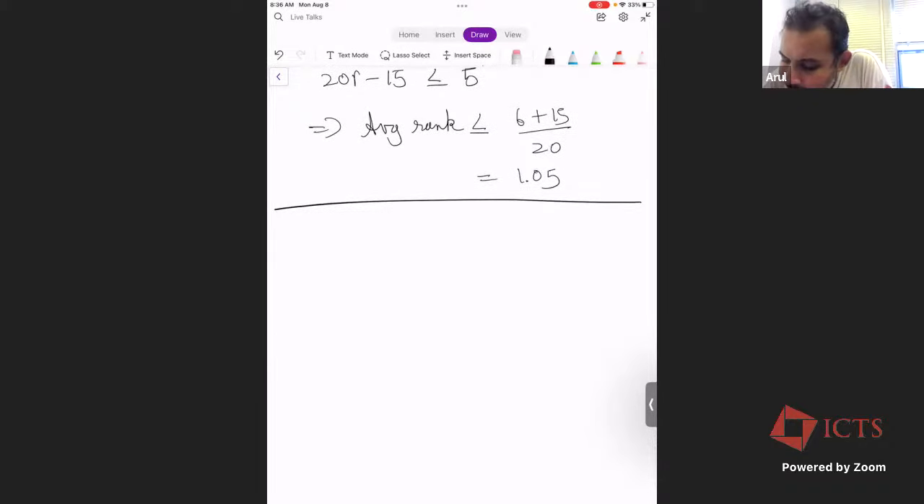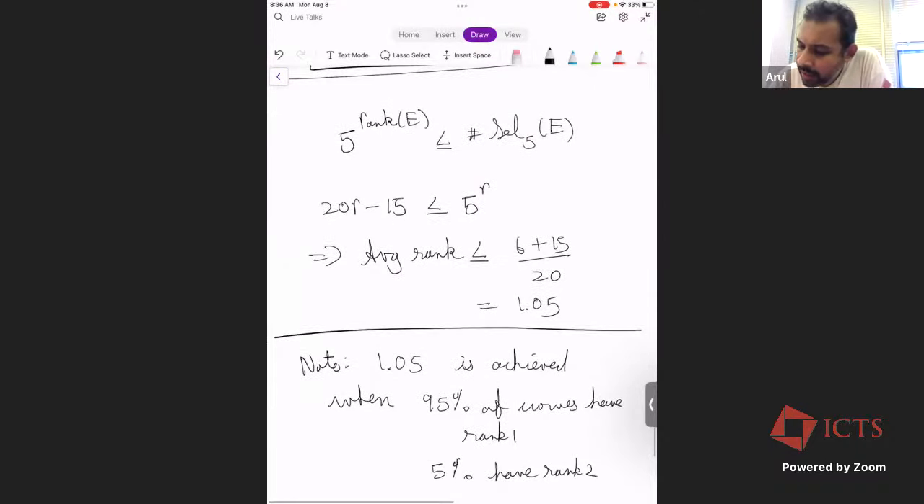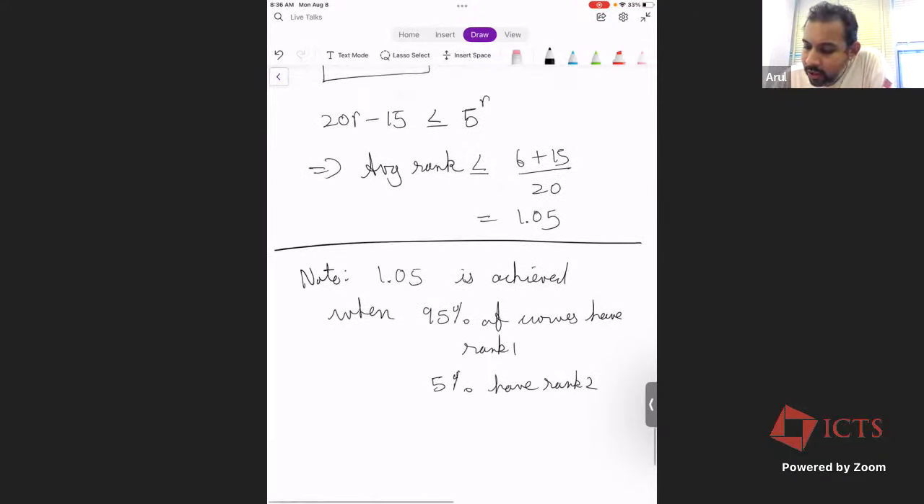We first begin by observing that this 1.05 is achieved when 95% of elliptic curves have rank 1 and 5% have rank 2. Because what we know is that the average size of 5 to the rank of E is bounded by 6. So from that, you only actually achieve an average rank of 1.05 if 95% of curves have rank 1 and 5% of curves have rank 2.